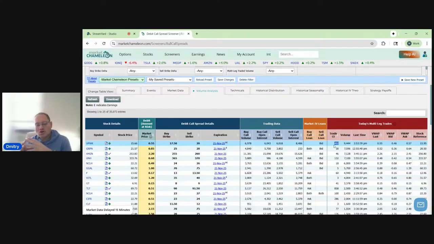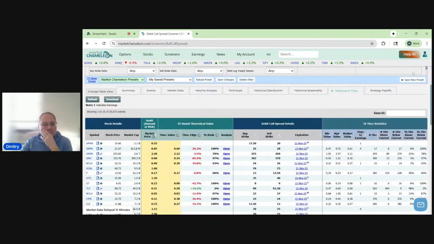But on a relative basis, was that on the higher end or lower end based on the implied volatilities of both the lower strike and the higher strike, buying one, selling the other? So then we could go here, historical IV view. That's what we want to see. We want to see the implied volatilities. I'm going to click on that.